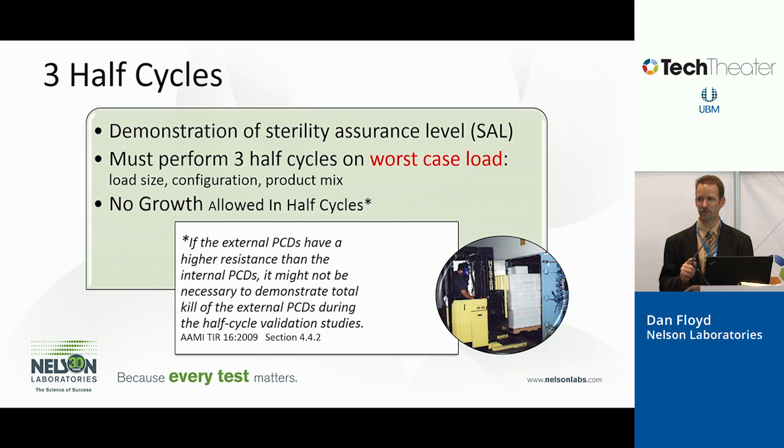So if you do have multiple loading configurations or different products that you want to mix together, you may do more than 3 half cycles, because you have to figure out which one's your worst case first, and then do 3 of whatever that happens to be your worst case situation.